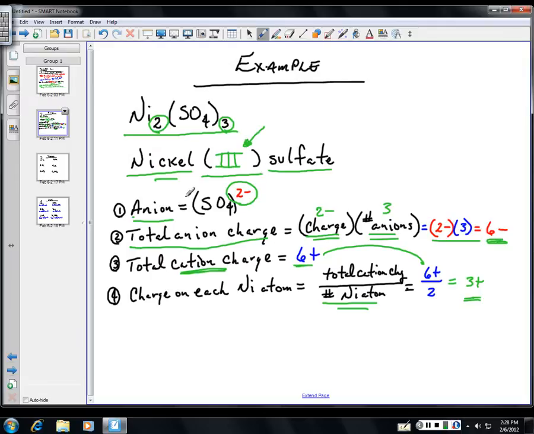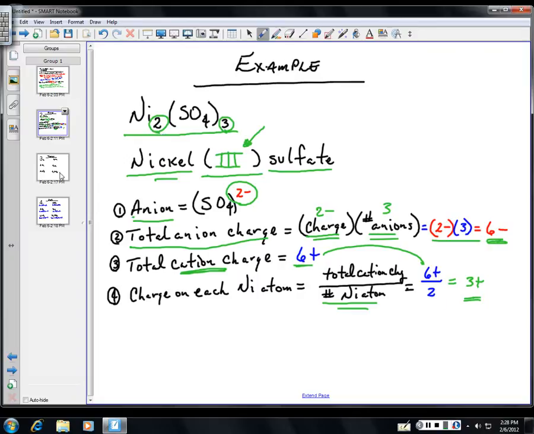I start by knowing my anion and what its charge is. I multiply it by the total number of anions shown in the formula to get the total negative charge. The cation total charge has to be just the opposite of that with a plus sign. And then I have to take the total charge and divide it by the number of metal atoms in the formula to find the charge on each metal atom.